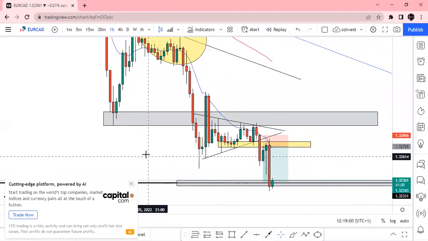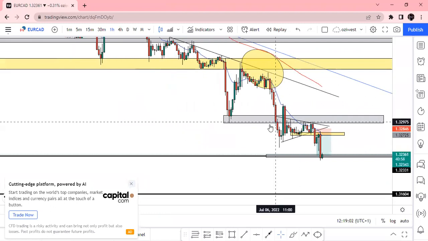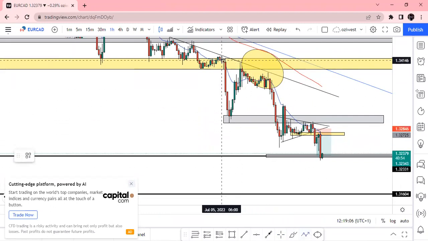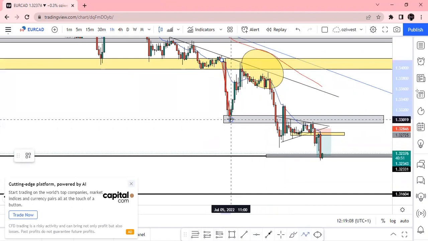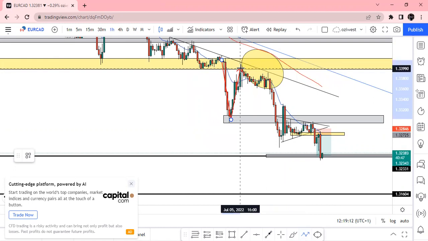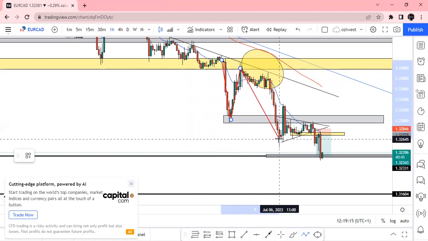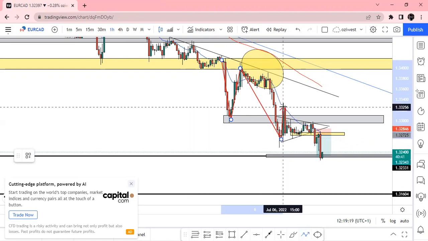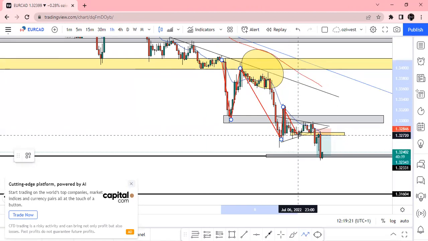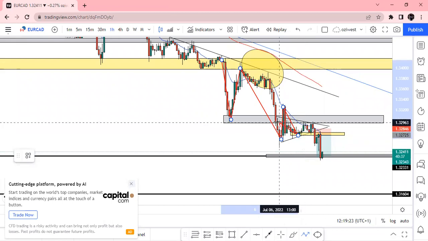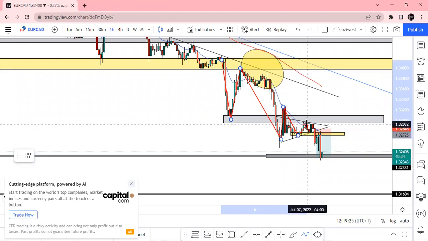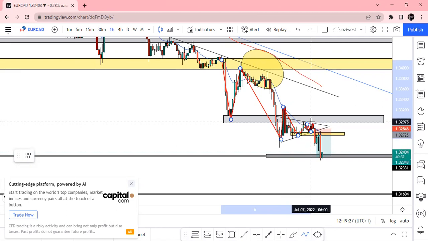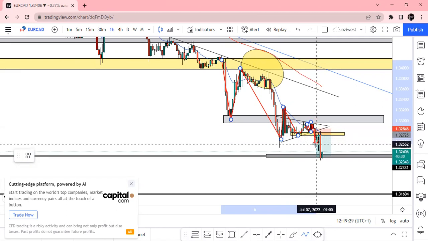So what happened next? After price broke this level of support, we tested this level of resistance. Price broke structure to the downside, came back to retest, consolidated a little bit, formed this chart pattern here, formed a double top, then broke structure to the downside.